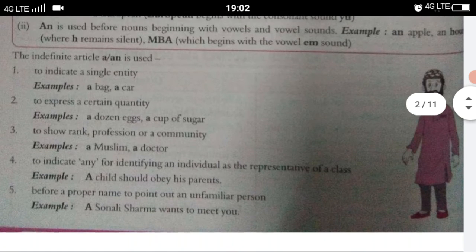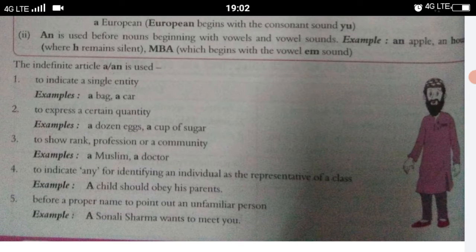Now, where to use indefinite articles? Indefinite articles, a or an, are used to indicate a single entity. For example, a bag or a car. To express a certain quantity. For example, a cup of sugar, a bowl of rice. We can also use a and an to show rank, profession, or community. For example, a doctor, a teacher, a farmer.